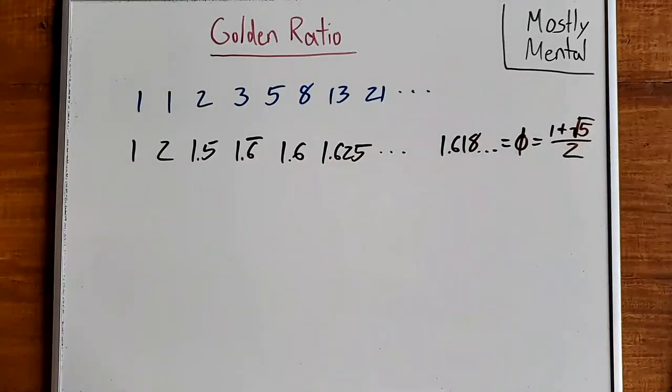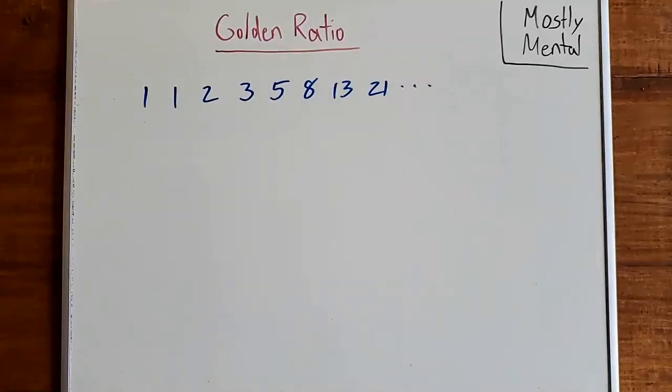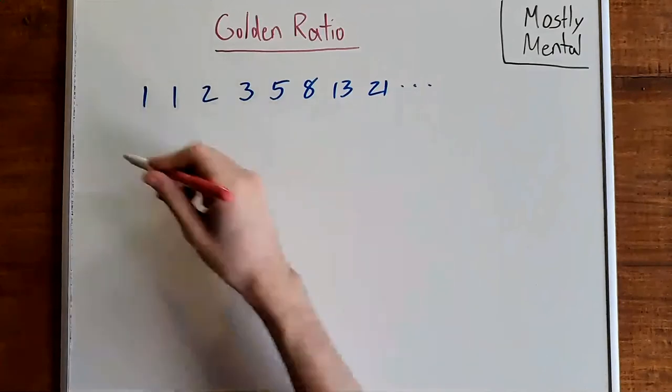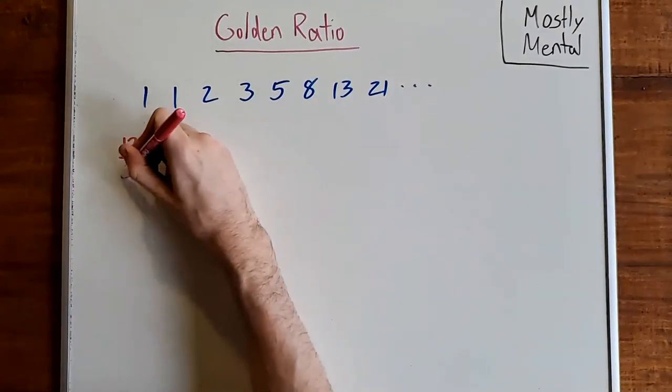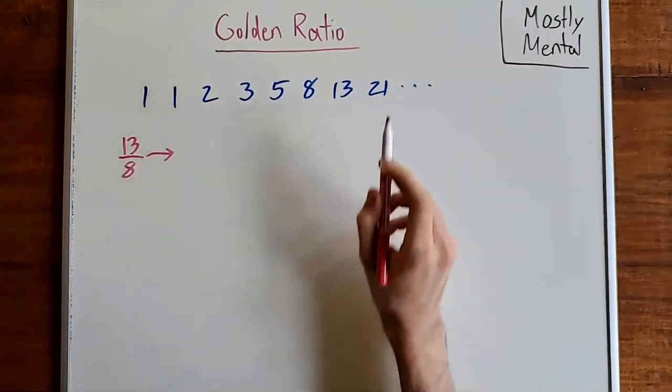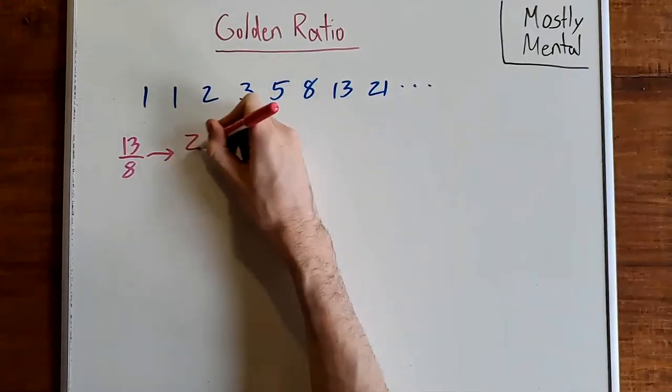Today, we're going to look at three different ways to see where that comes from. Our first approach uses a tool known as a continued fraction. To motivate it, let's see if there's a nice way to get from one of these ratios to the next. Let's start with, for example, 13 over 8. How can we get from there to our next ratio, 21 over 13?